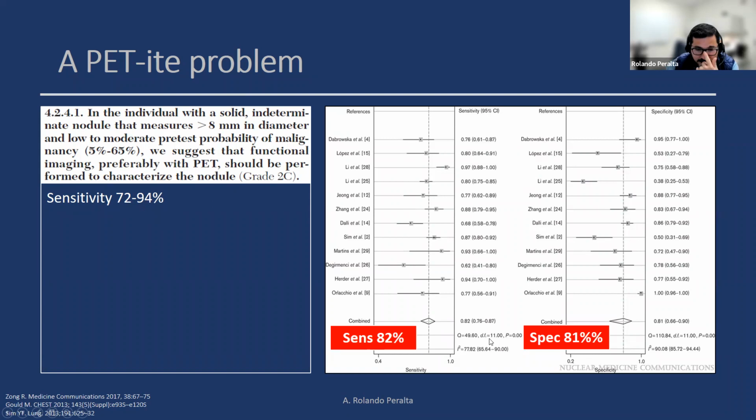The problem with this is nobody can really tell you what's a positive PET scan, right? You read a PET scan and it doesn't tell you it's positive. It tells you there is faint uptake with an SUV max of 2.7. And you're like, well, what does that mean to me?